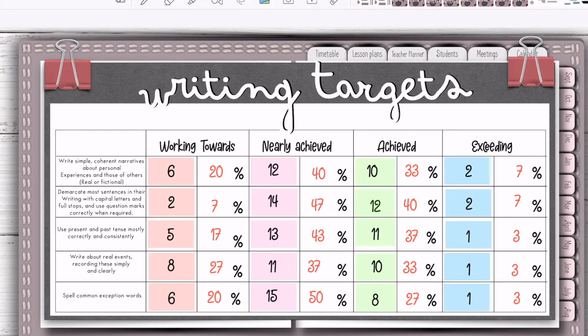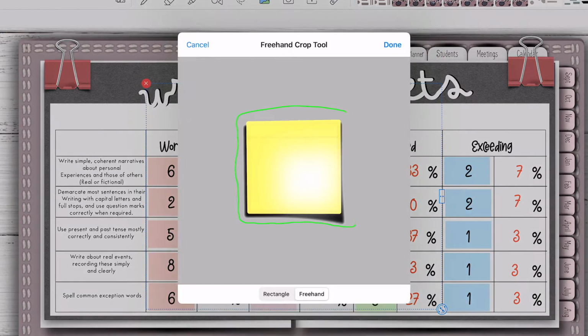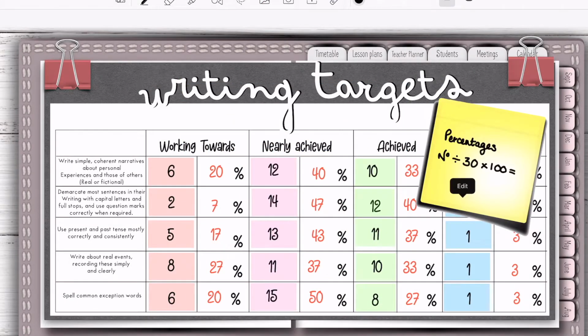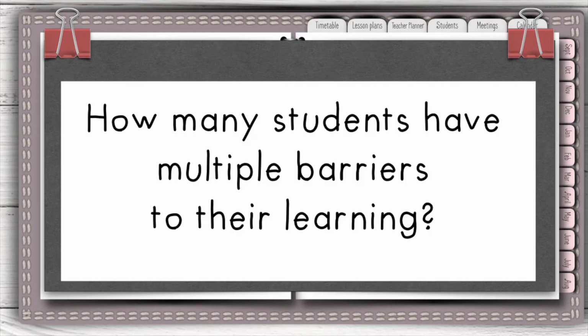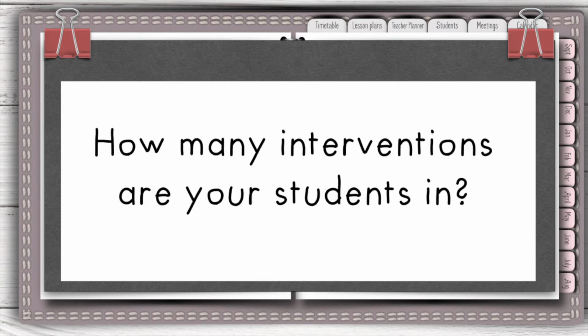When you have updated your planner and calculated the percentages, you can look at your data and information and start asking these questions. Are there any students with multiple barriers to their learning? And if the answer is yes, what do you have in place to support them? Is there any impact of this support, or when do you expect to see any impact?